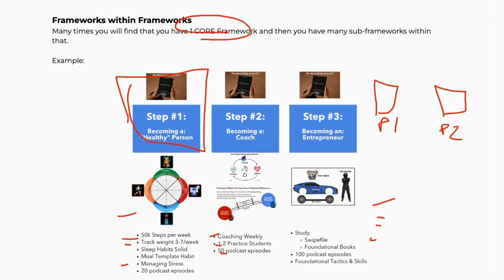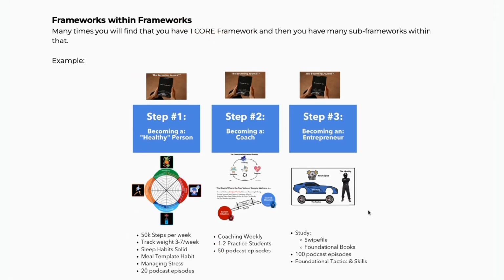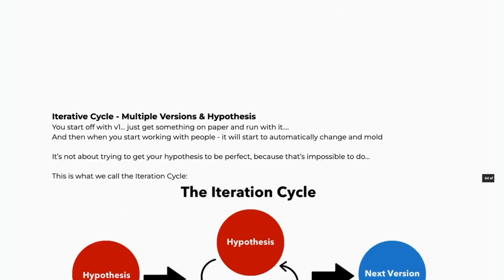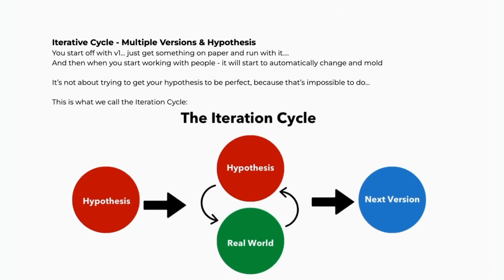And this is the reason why we call it a hypothesis, because ultimately it is going to change. It's just a matter of getting something on paper and then slowly starting to prove it out and get an idea of what it looks like. And this is the reason why we call it the iteration cycle. You are going to have a hypothesis, and then the hypothesis is going to combine with the real world data that you're collecting as you put it out there.